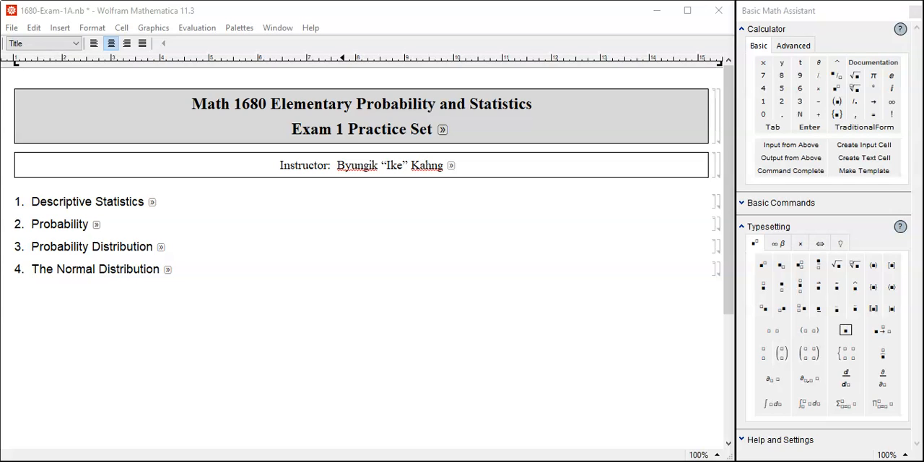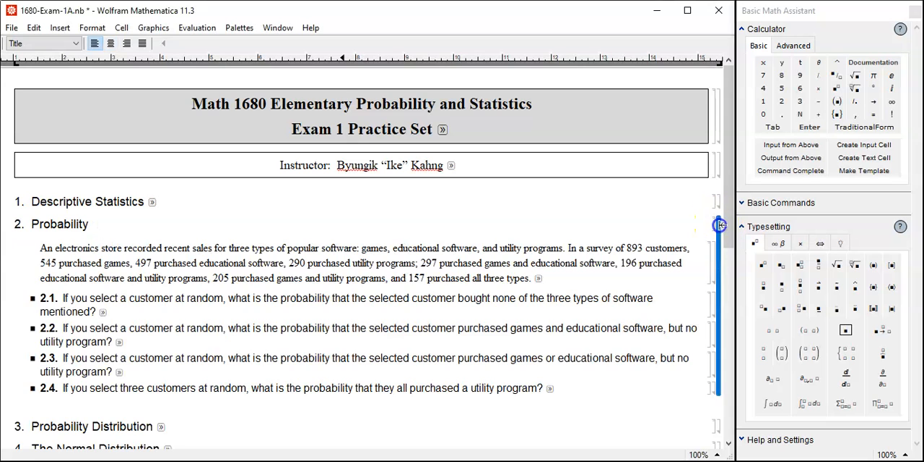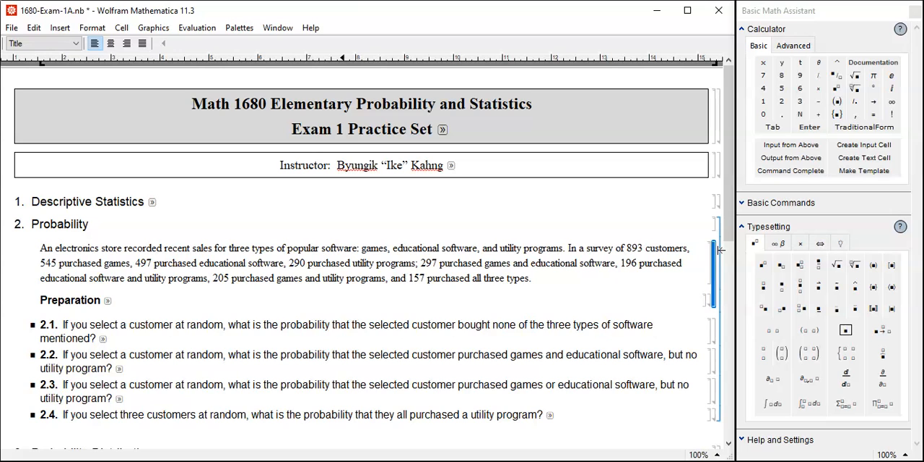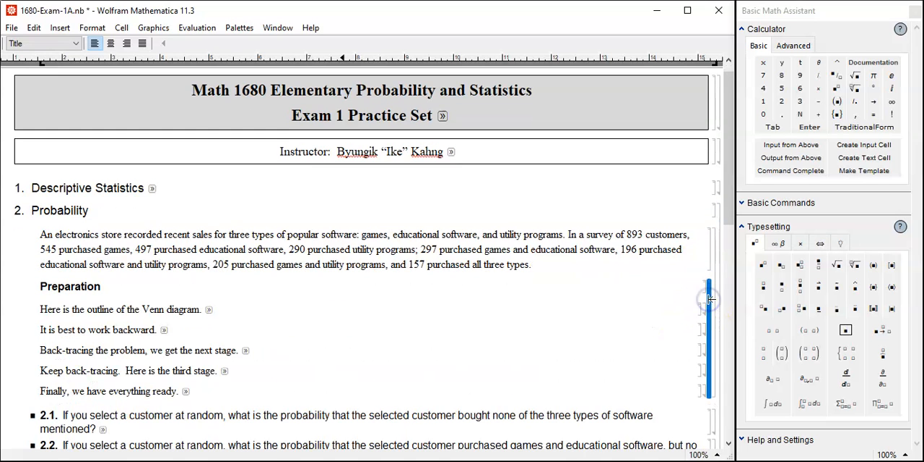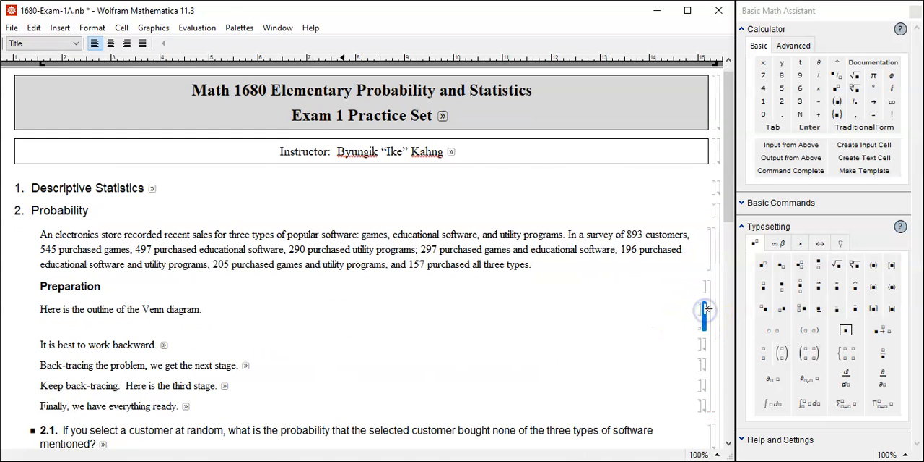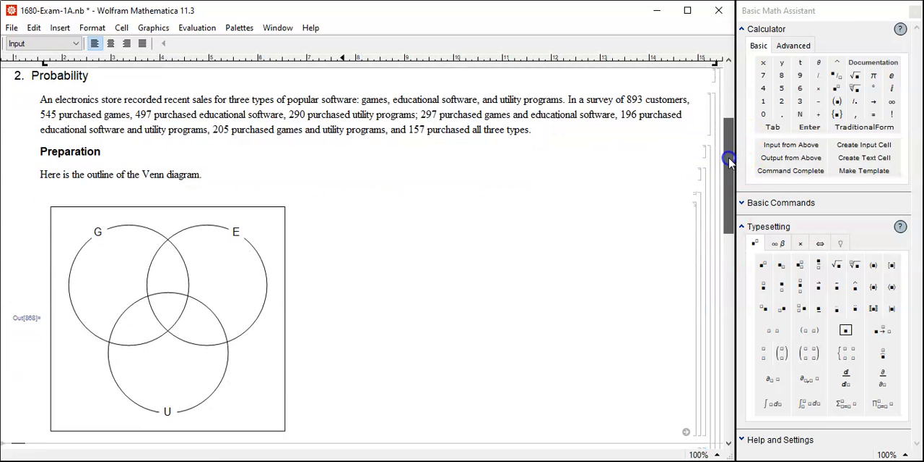Hello students, welcome back, and let's go to the final problem here. The probability problem, and in this case we have a Venn diagram. You have a Venn diagram of 3 sets here. I think the problem gave you this.